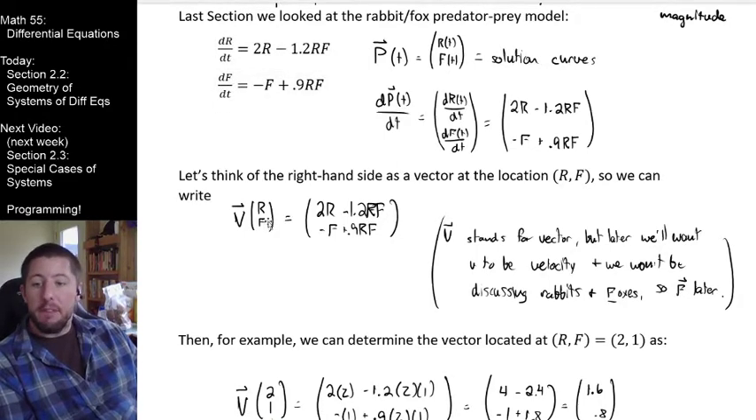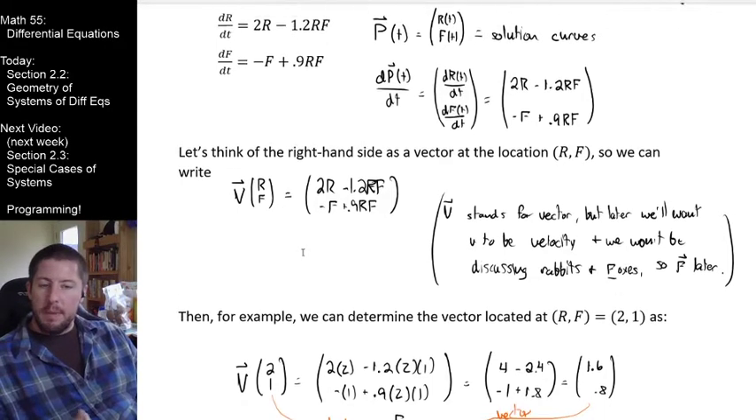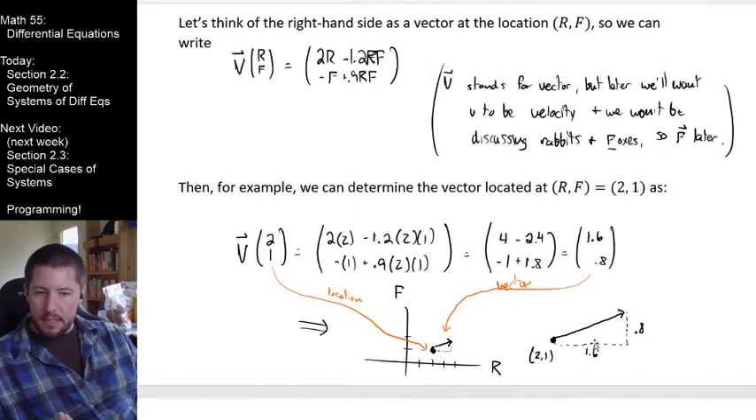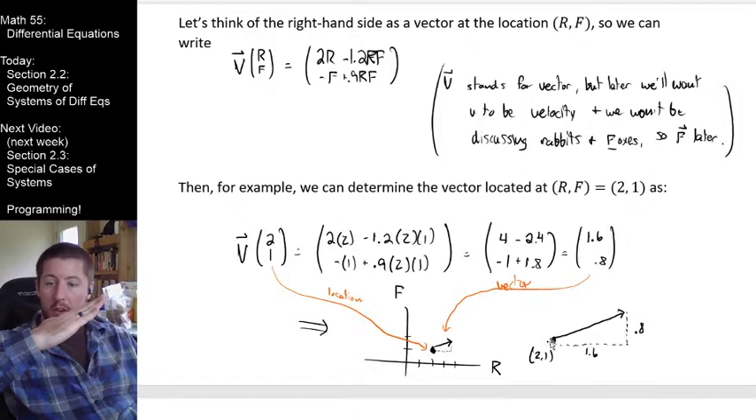Well, if R and F are currently 2 and 1, then over the next 1 unit of time, we should expect R to change by 1.6. It does. We should expect F to change by 0.8. It does. And therefore, the vector that we should expect to see in our vector field should be this guy pointing at exactly this angle right here.